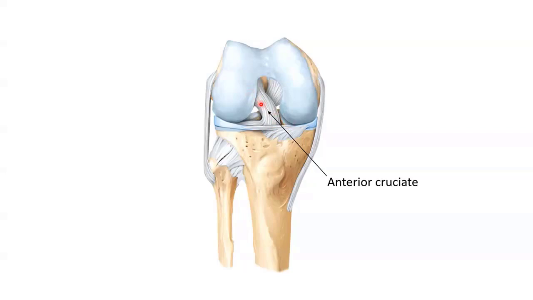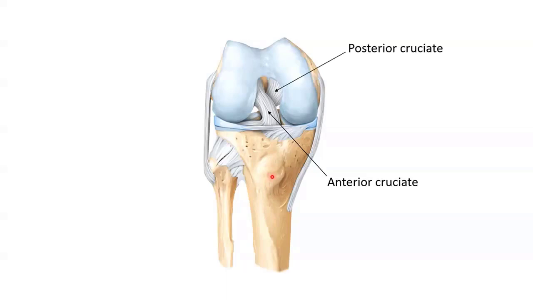This ligament helps prevent hyperextension of the knee, so bending it beyond straight, and also the anterior sliding of the tibia relative to the femur. So you don't want your tibia going any further forward than your femur.